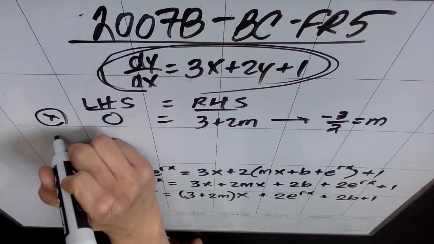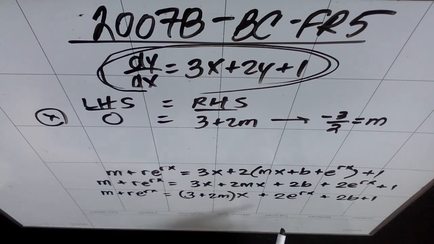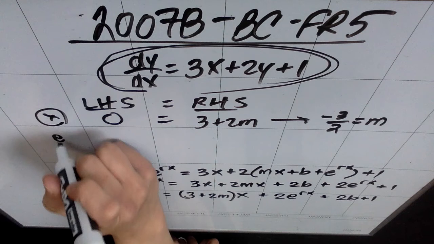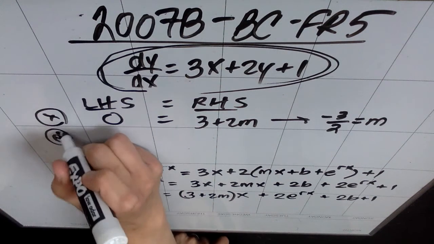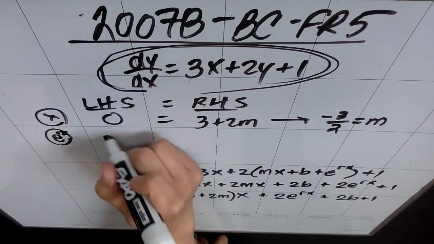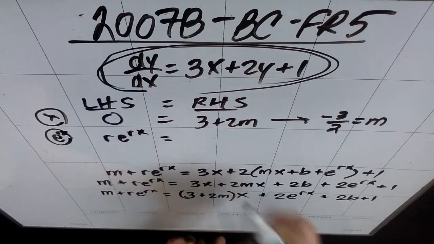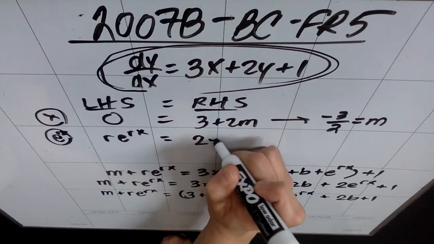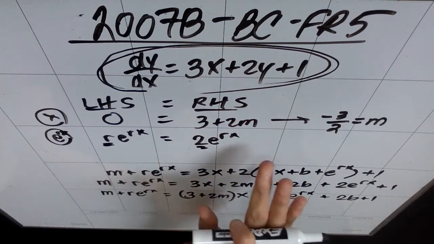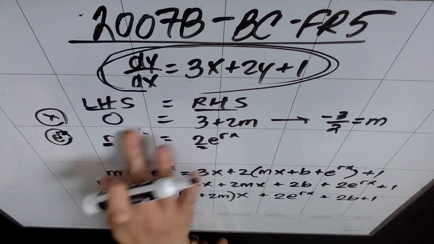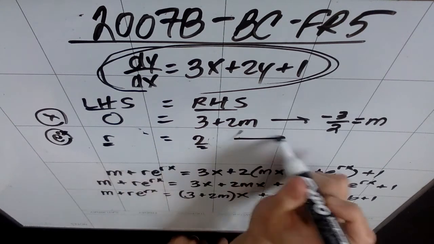Similarly, if I look at the e to a power term, the e to the rx term, the e to the rx has to line up with the only other e to the rx term, which is a 2e to the rx. Well, that must mean that r equals 2, right? Because, again, the e to the rx terms have to line up, so r has to be 2.